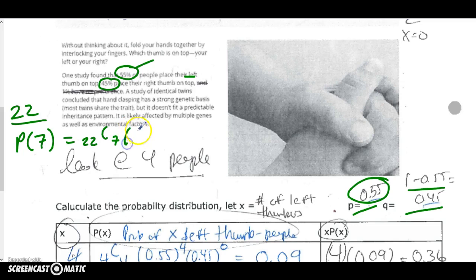And what you do here is you multiply the probability of success, 0.55, by the number of successes, which is 7. And then failure occurs 45% of the time. If we have 7 successes in 22 trials, 22 subtract 7 is 15. That means we have 15 failures.